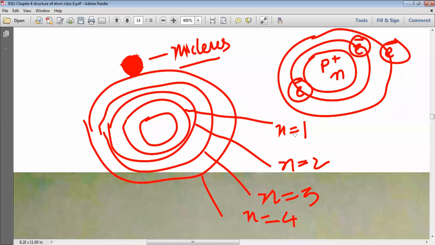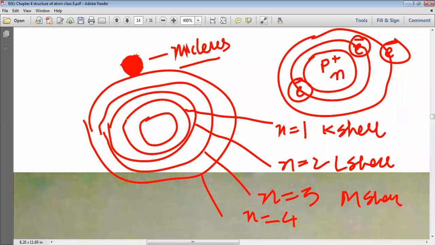And then on the basis of these numbers, we have given them alphabets, like n is equal to 1 is called K shell, n is equal to 2 is called L shell, n is equal to 3 is called M shell, n is equal to 4 is called N shell. In the same way, my dear students, we give them various names.